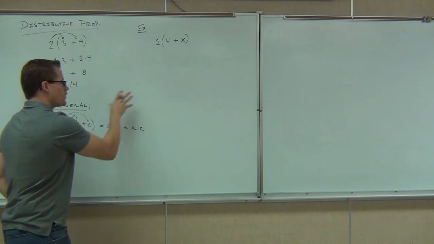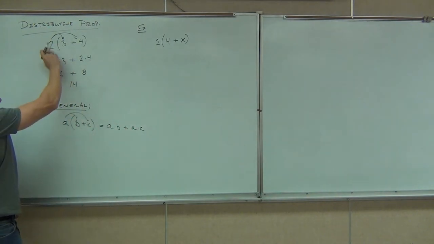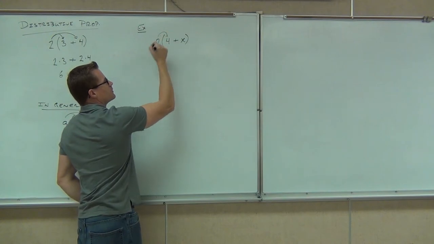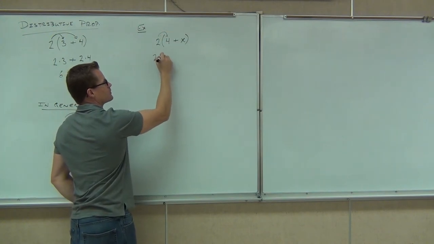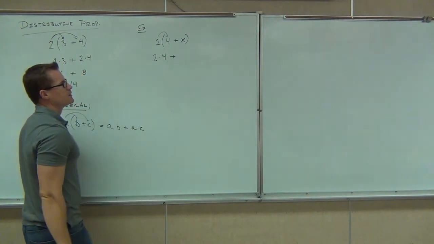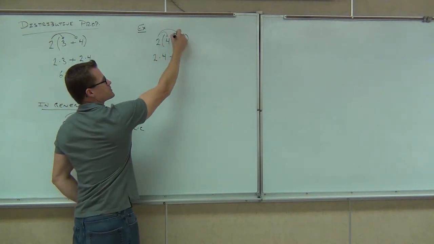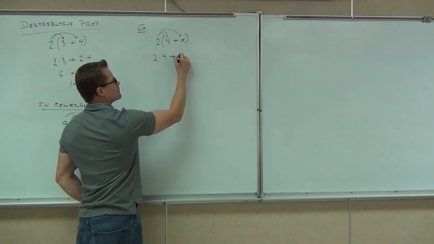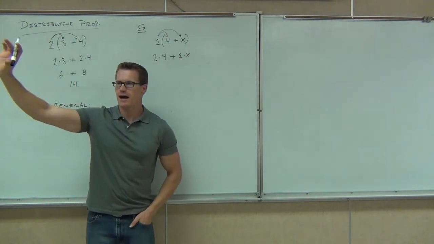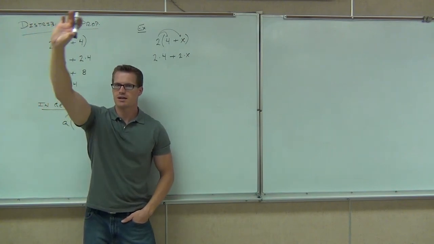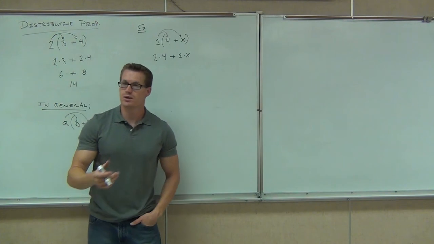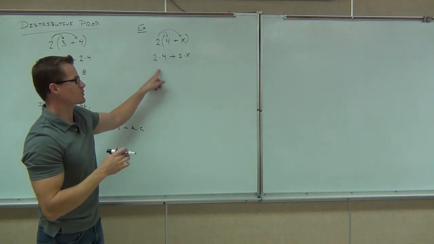So in our case, we're going to follow this along. Just like we did the 2 times the 3 and the 2 times the 4, we're going to take the 2 times the 4. We've got a plus sign, so we're going to write a plus sign. And we're going to do the 2 times the x. As long as you're taking the outside factor times each of the inside terms, you'll have this right. You just have to make sure your multiplication is correct. So let's do our multiplication here. What's our first term going to be? 8.